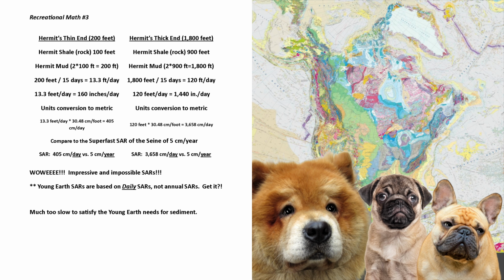148,000 centimeters per year at the thin end and over 1.3 million centimeters per year at the thick end. 400-ish centimeters per day versus 5 centimeters per year at the thin end, and 3,600 centimeters per day versus 5 centimeters per year at the thick end.